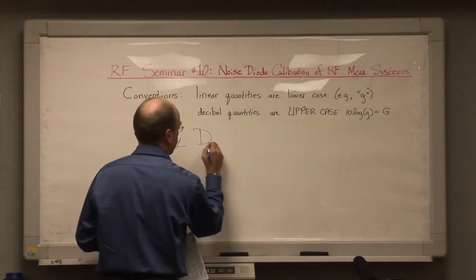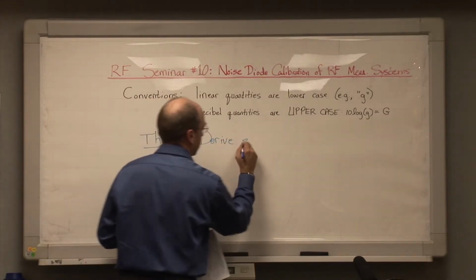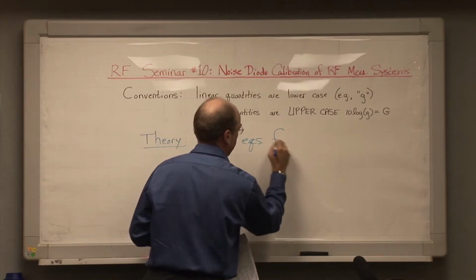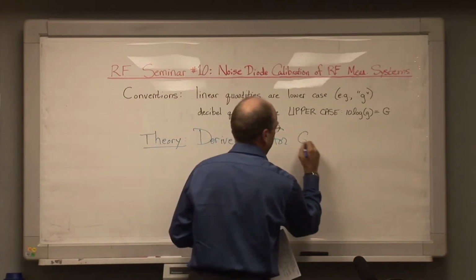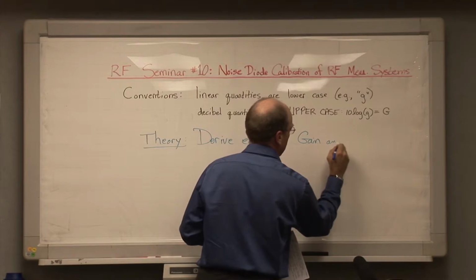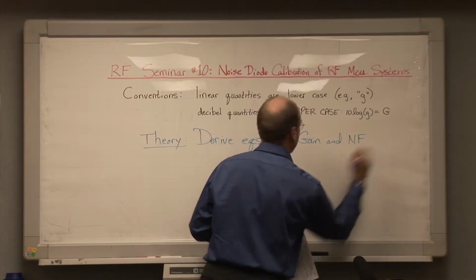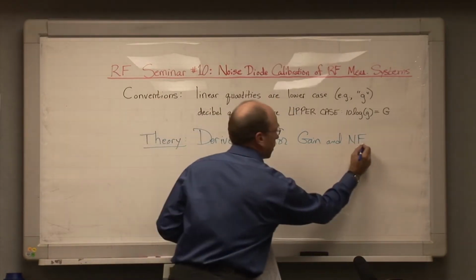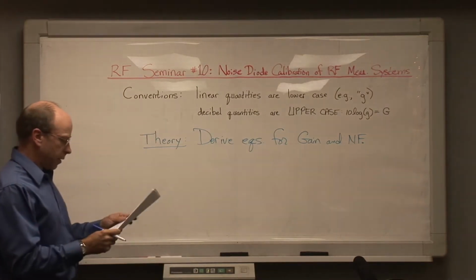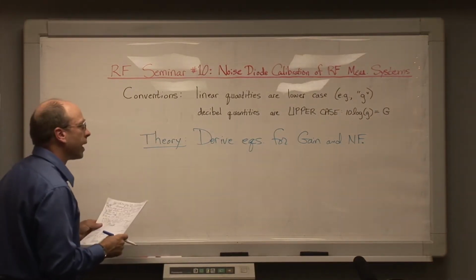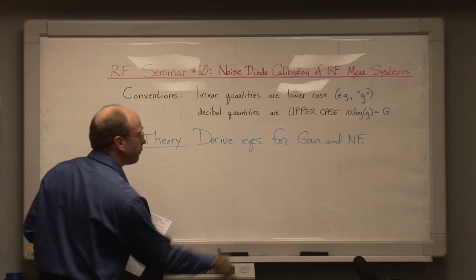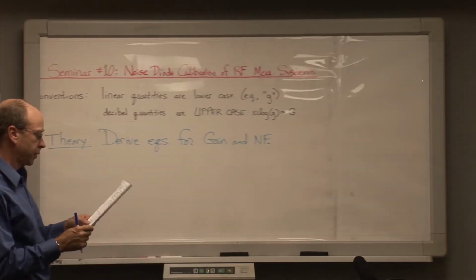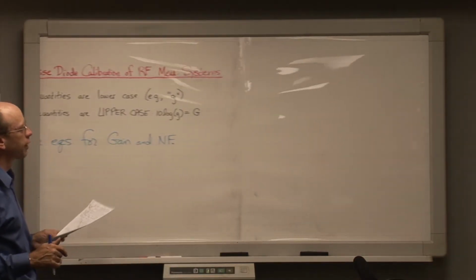What I'm going to do is derive the equations for gain and noise figure using a noise diode. And I'm going to forward board, because I want to draw a picture of the system up here and then draw the equations underneath it.